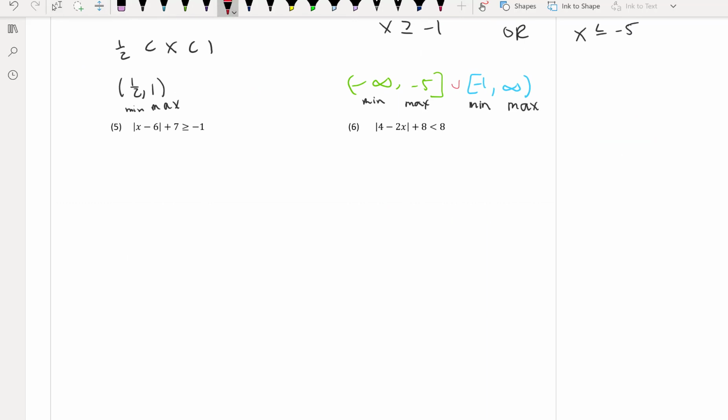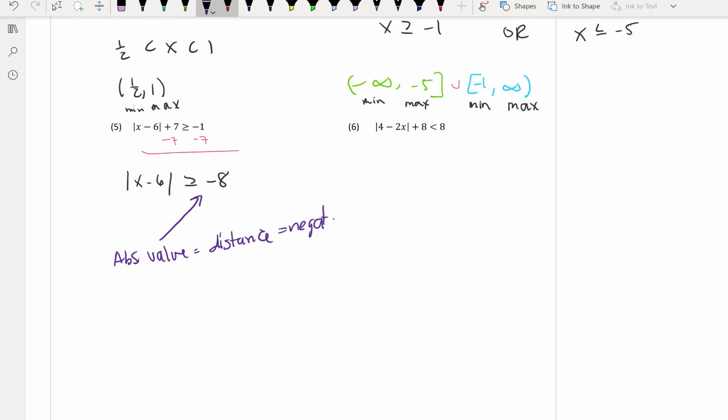Well, for number 5, I would subtract 7 from both sides so that the absolute value x minus 6 is greater than or equal to a -8. You might want to stop. This is absolute value, which is distance, and you're saying that it's negative, you should pause. Distance can never be negative. So what special property is this?